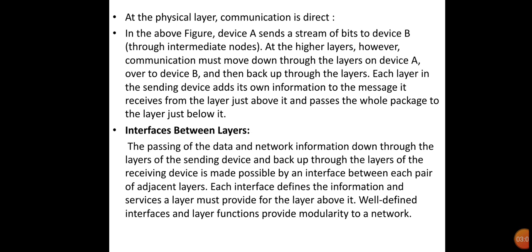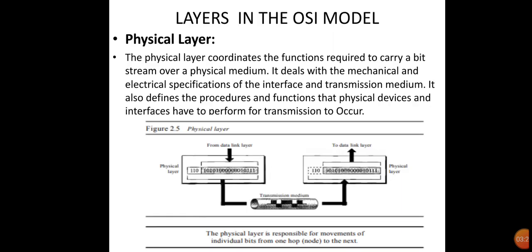Interfaces between layers: the passing of the data and network information down through the layers of the sending device and back up through the layers of the receiving device is made possible by an interface between each pair of adjacent layers in the OSI model. Layers in the OSI model. This one is the physical layer.